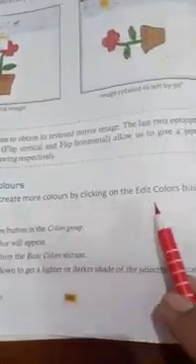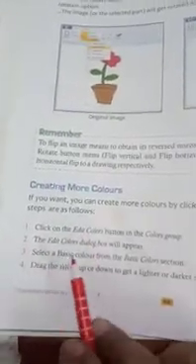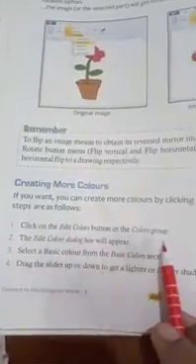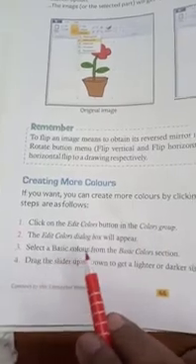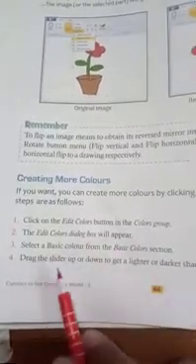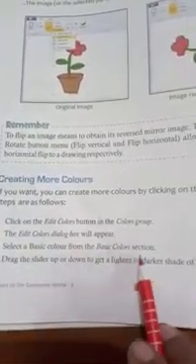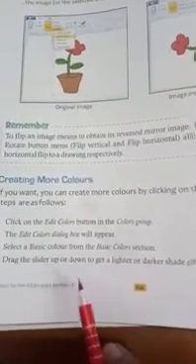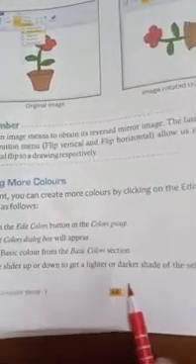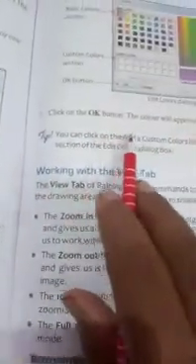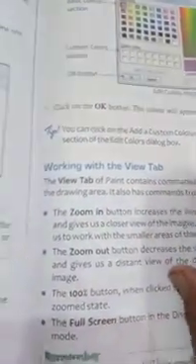If you want, you can create more colors by clicking on the Edit Colors button. The steps are as follows. Click on the Edit Colors button in the Colors group. The Edit Colors dialog box will appear. Select a basic color from the basic color selections. Drag the slider up or down to get a lighter or darker shade of the color, and then click on the OK button. The color will appear in the Colors group.